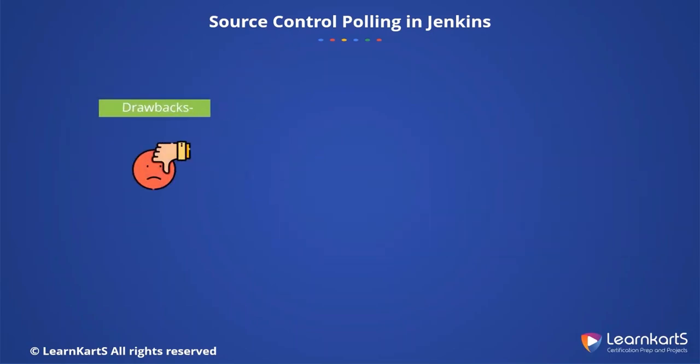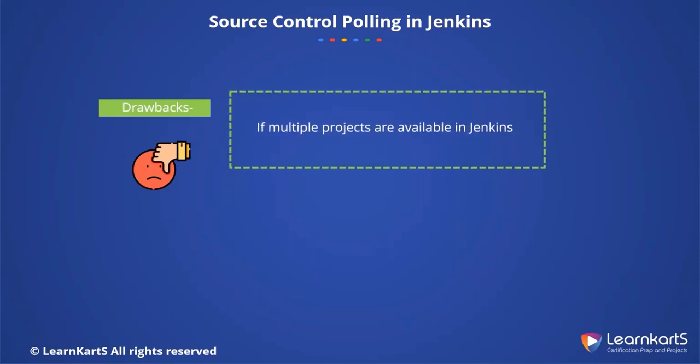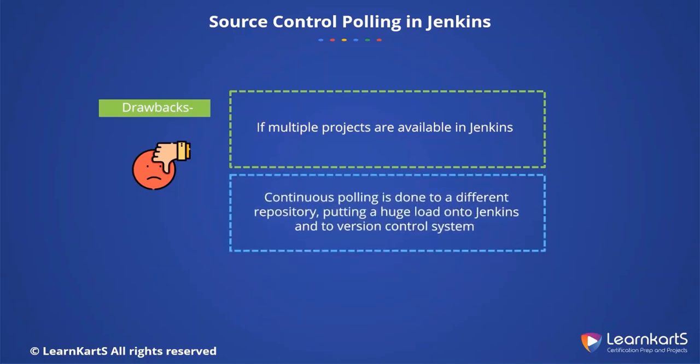Now, again, there are a couple of drawbacks with this one. The primary drawback is that you're doing continuous polling. If there are multiple projects in your Jenkins, you are continuously polling different specific repositories. That's definitely going to put a huge load on your Jenkins and on the version control system also. So we should not follow this kind of process, because it causes great trouble: you unnecessarily poll the version control system, and it contributes a lot of effort for both the version control system and Jenkins. It's not a very optimized option when it comes to Jenkins.